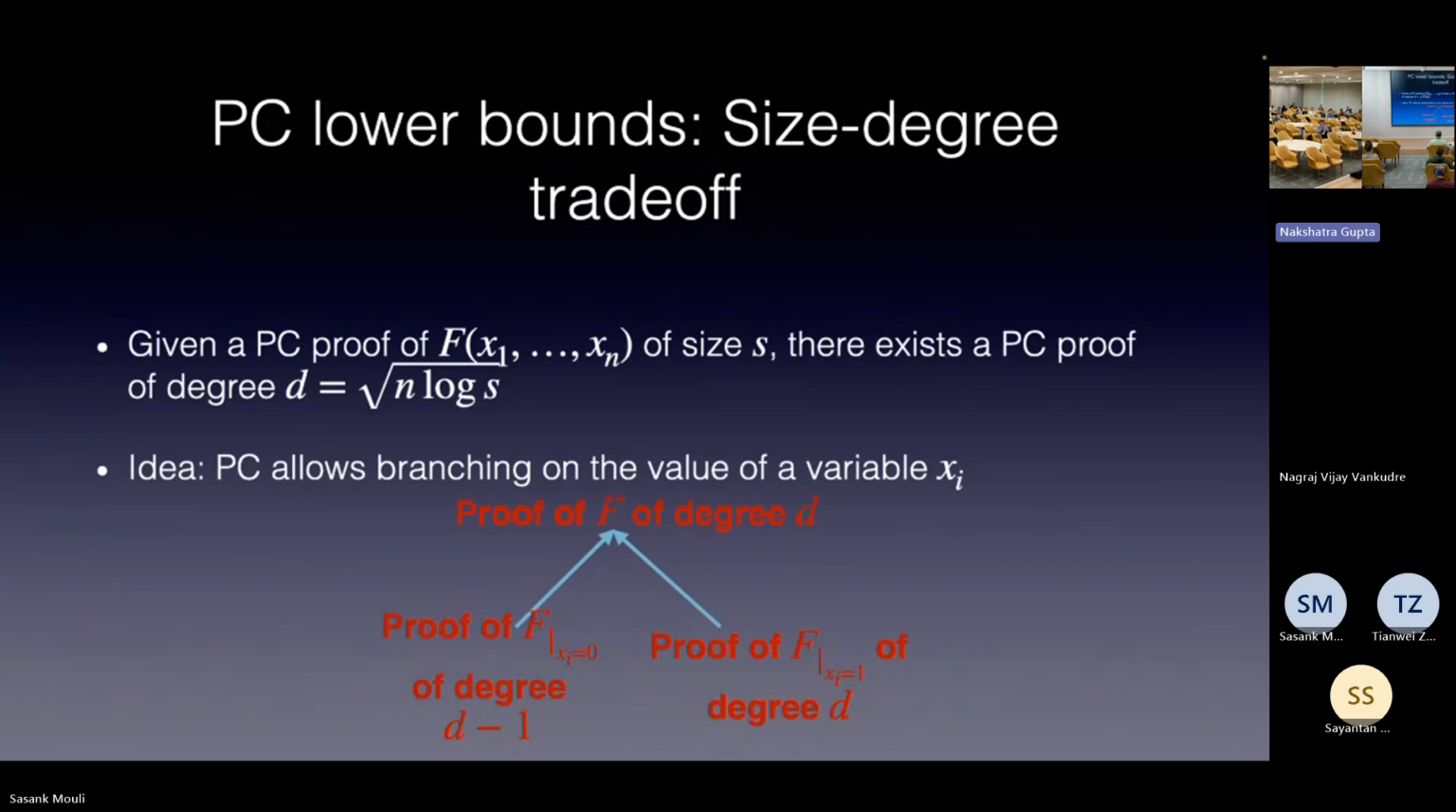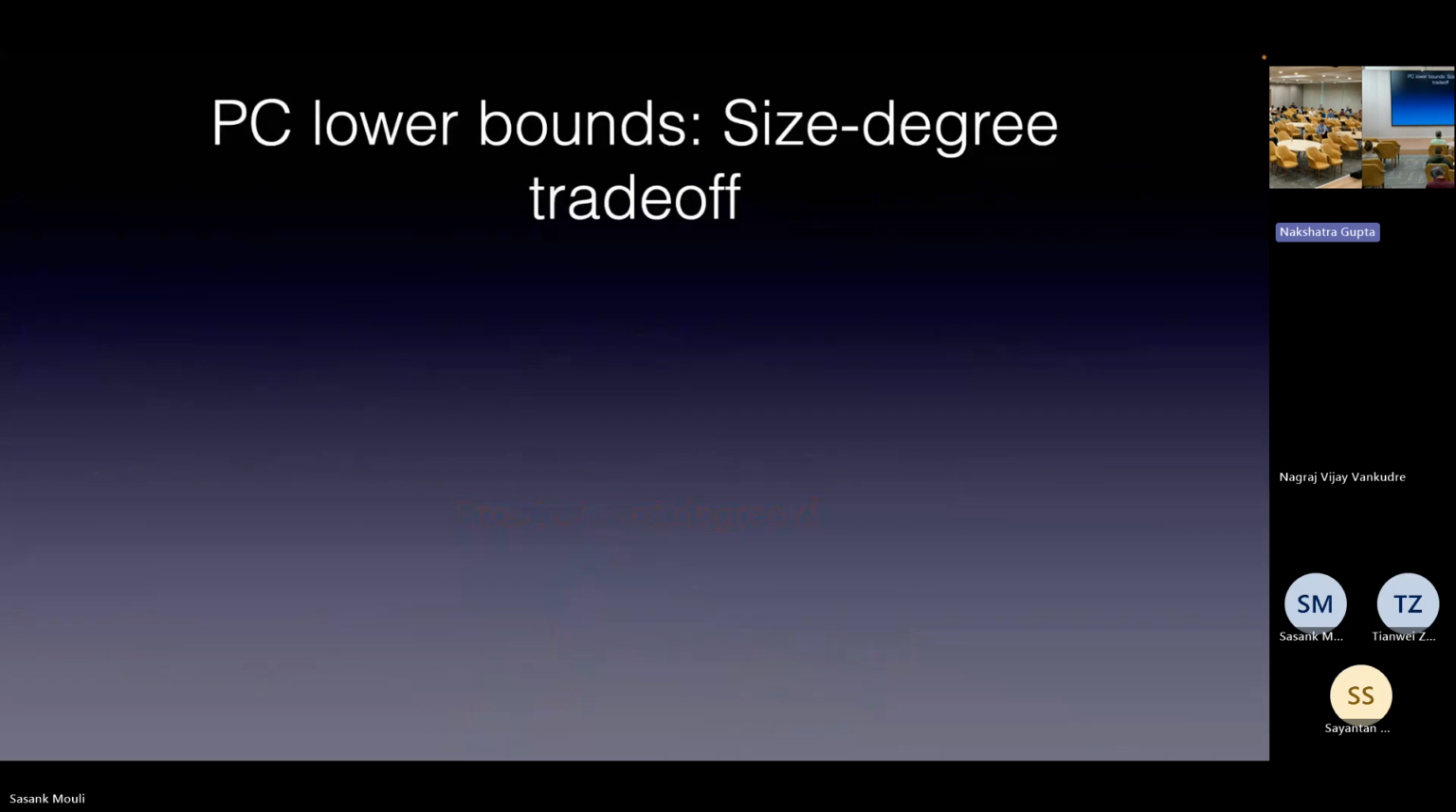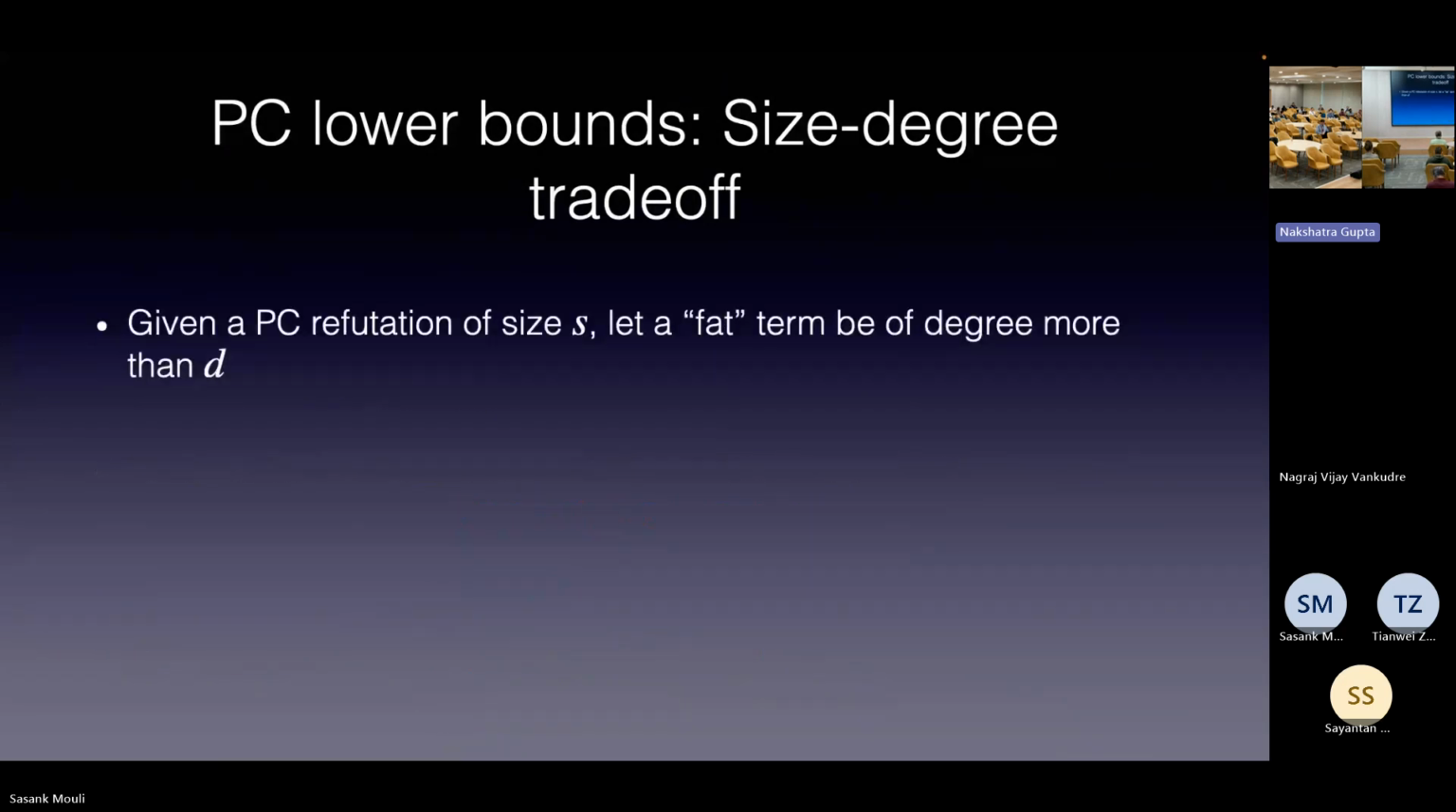Then within PC, you can combine these two proofs into a proof of the original formula of degree d. So we are simply again saying, set x equal to 0, come up with maybe a smaller degree proof, set x equal to 1, and you can combine those two into a degree d proof. So how do we show this trade-off?